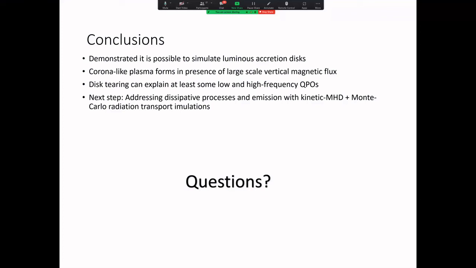Is there an effect on the corona when the accretion disk is torn? That's a really good question. That's essentially why we are asking for time. I need to repeat for the people on Zoom: is there any effect of the disk tearing on the corona? We are now in the process of writing a proposal to ask for a lot of computational time for that, so hopefully we will figure that out soon.